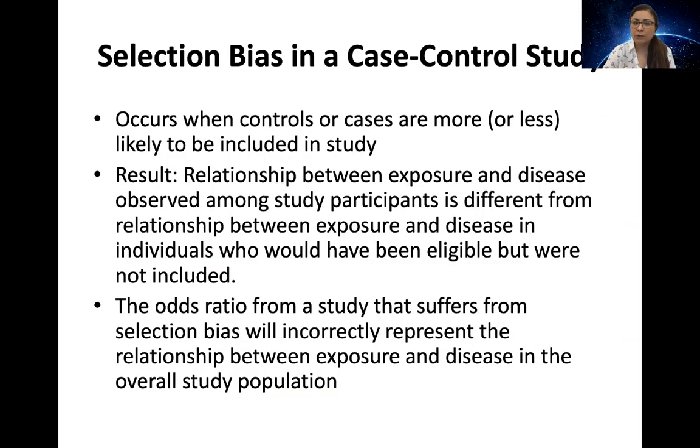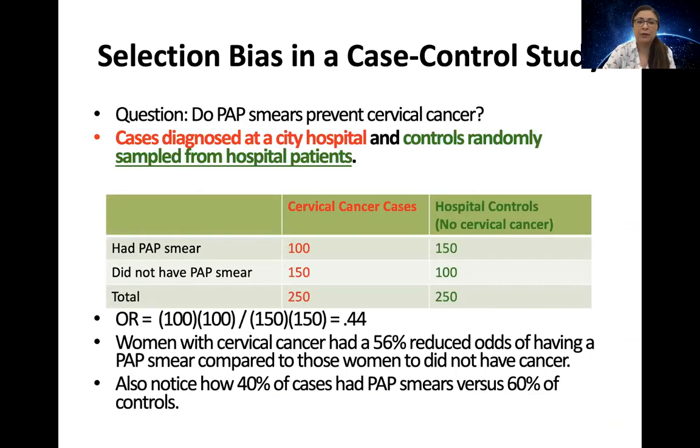So let's go to our example with a case control. This is just text you can read on your own. I'm going to talk about this in the example, so I'm just going to skip through the slide, but you can study it on your own. So let's jump to the example. I'm going to show you the same case scenario with a difference in how the participants for the control group were collected. Let's say your research question is, do pap smears prevent cervical cancer? So your exposure is getting a pap smear. Your outcome is cervical cancer.